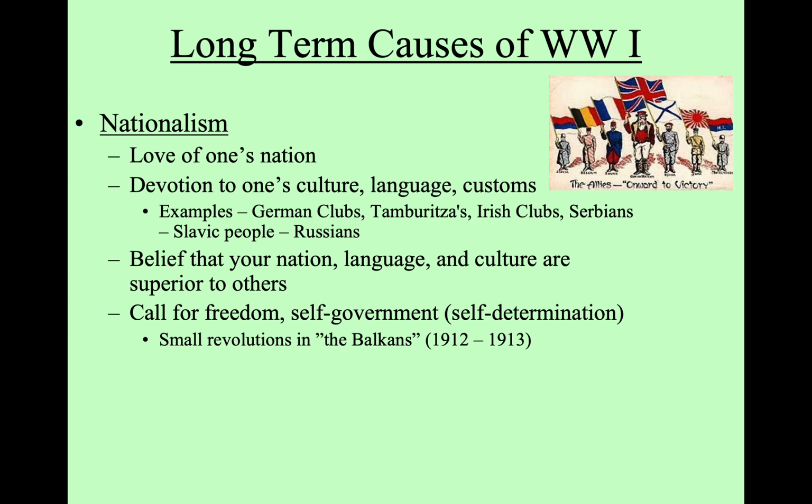During the period from 1880 to 1914, European nations developed strong senses of nationalism, and many of the nations and their peoples developed the belief that their country, language, and culture were superior to the other nations of Europe. This often led to calls for freedom and self-government or self-determination by the peoples of Europe, and led to a number of small revolutions in the southeastern region of Europe known as the Balkans during the period from 1912 to 1913. These small conflicts would come to be called the Balkan Wars and would play an important role in the events leading up to World War I.